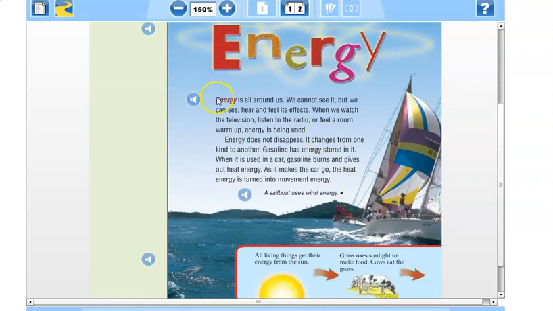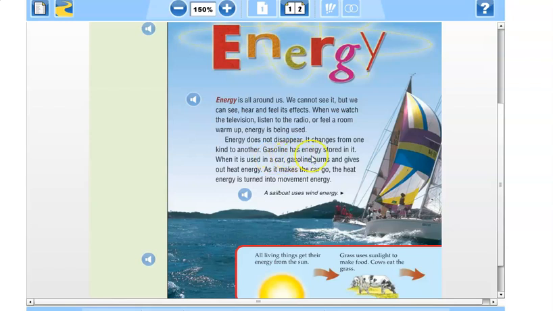And it says energy is all around us. We cannot see it, but we can see, hear, and feel its effects. So we can't see energy all the time, but we can see, hear, and feel its effects. When we watch the television, listen to the radio, or feel a room warm up, energy is being used. Energy does not disappear. It changes from one kind to another.